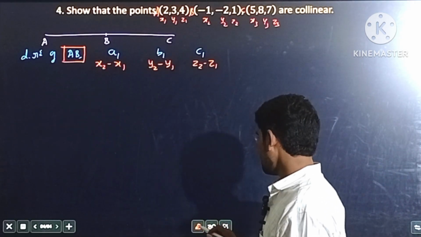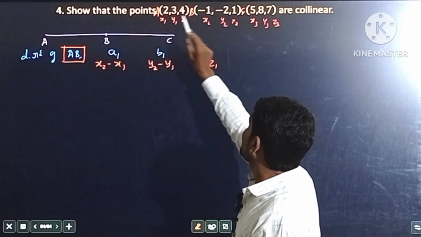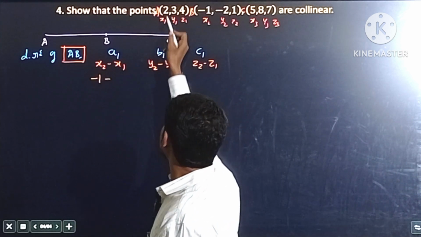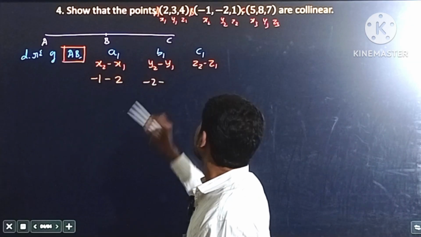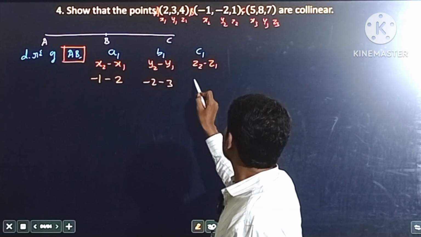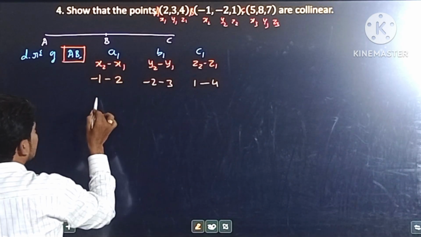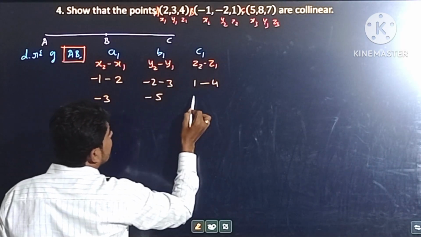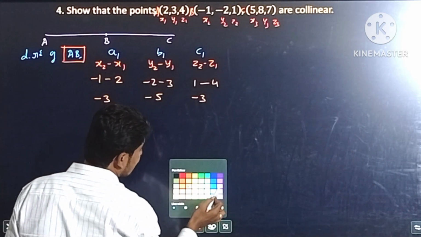the point B. Therefore, the required direction ratios: x2 minus x1 means the value of x2 is minus 1, minus x1 which is 2. Similarly, the value of y2 is minus 2 minus the value of y1, which is 3. And similarly, the value of z2 is 1 minus the value of z1, which is 4. Therefore, the values of a1 is minus 3, b1 is minus 5 and c1 is minus 3. So we got the direction ratios of the line segment AB.